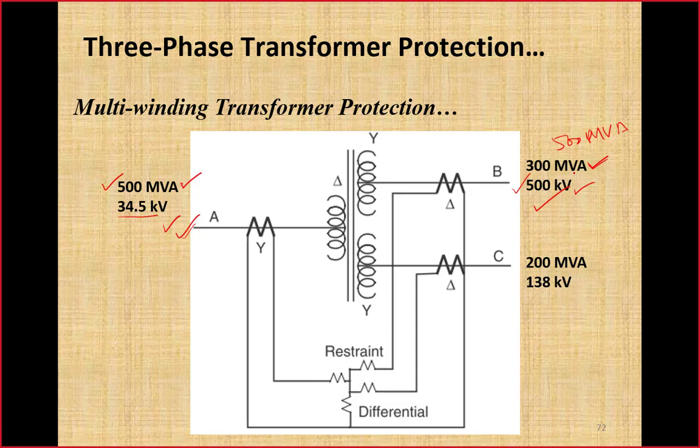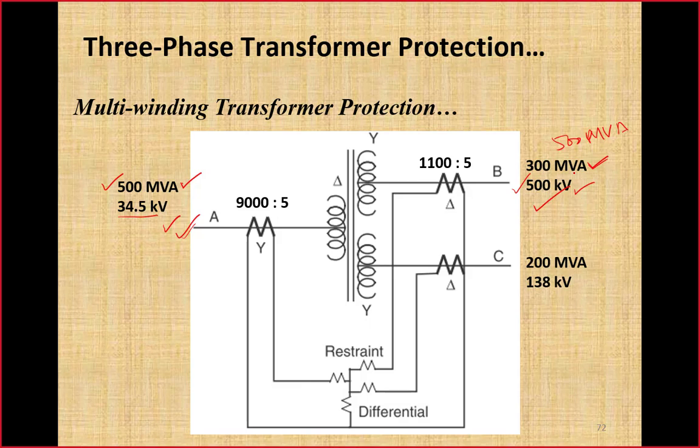So we have already done the CT ratio selection for this configuration, and our results are 9000 by 5 for this CT and 1100 by 5 for this CT. In the previous example we selected 1000 by 5, but I said that 1100 by 5 would be a better choice. So for this particular example I have selected the other one, 1100 by 5. It means the two side CTs have been decided.